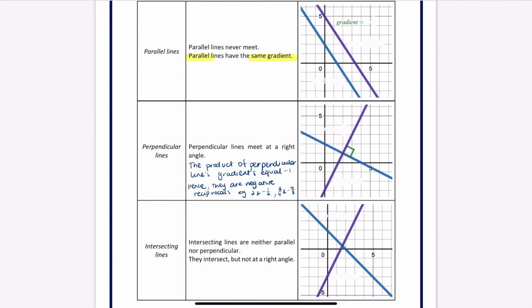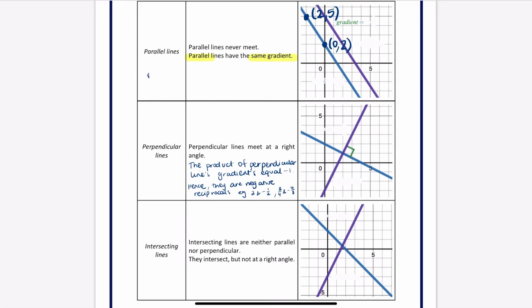So let's find the gradient of this. I'm going to pick this point here, and another point where they intersect is this point here. This one is going to be 0 on the x-axis and 2 on the y. This one here is going to be 2 on the x-axis and 5 as the y. Okay, so let's find the gradient of the blue line.